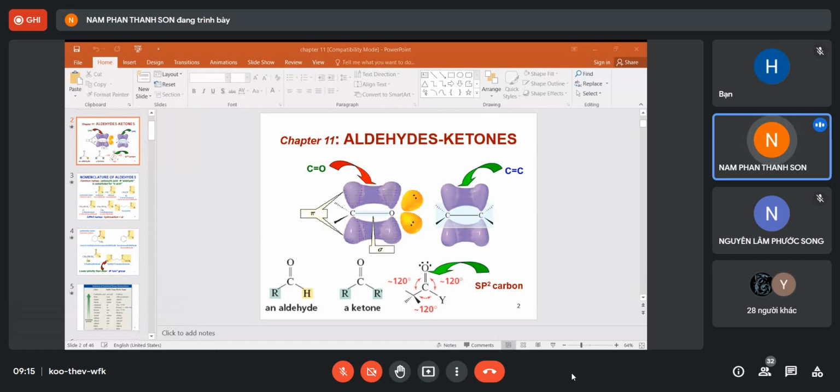In this chapter, we study aldehyde and ketone. In aldehyde and ketone, we have C double bond O, and in aldehyde we have C double bond O connected with hydrogen, and in ketone, C double bond O connected with two alkyl groups.